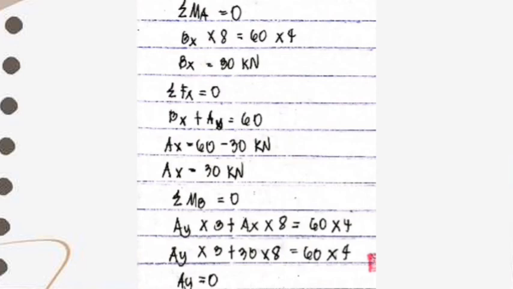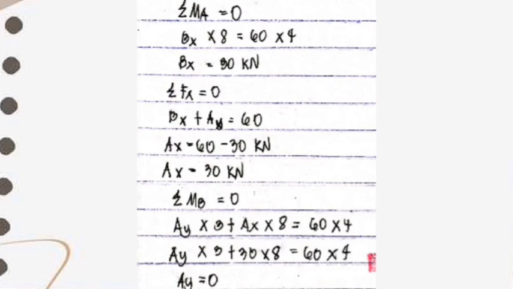Calculate the horizontal reaction at point A by applying the horizontal equilibrium equation. So the summation of Fx is equal to 0. Bx plus Ax is equal to 60. Ax is equal to 60 minus 30 kN. So Ax is equal to 30 kN.